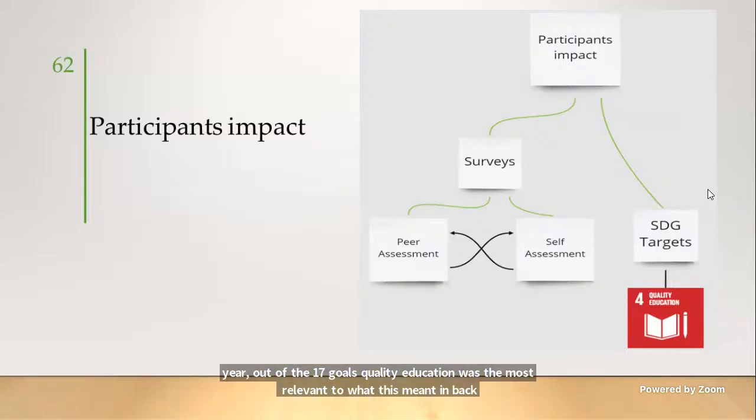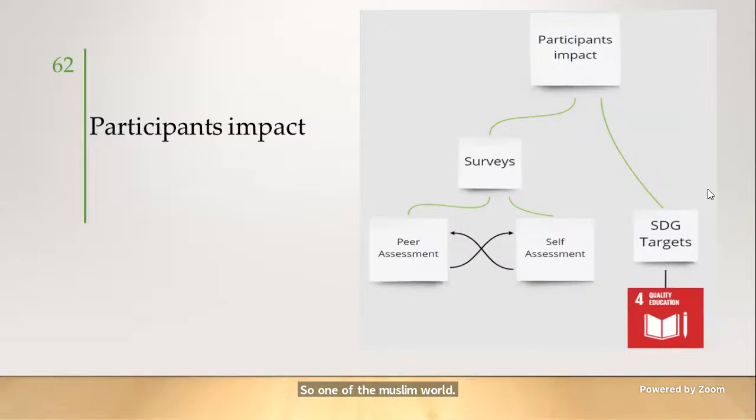So one of the most important impacts that we hope this program produces is quality education and the personal growth for all the participants. We look to measure these effects through the use of self and peer evaluation, allowing room for participants to indicate how this program has impacted them and what personal growth has occurred.